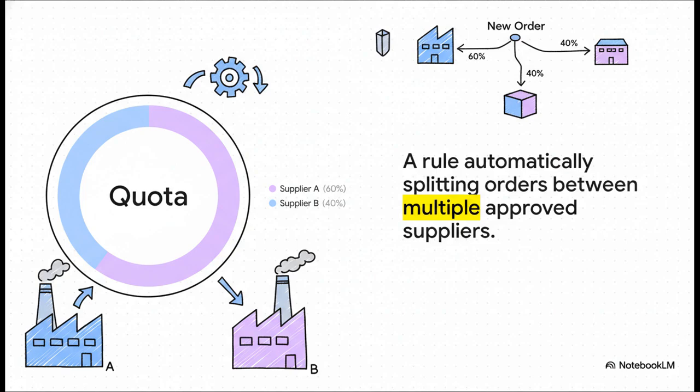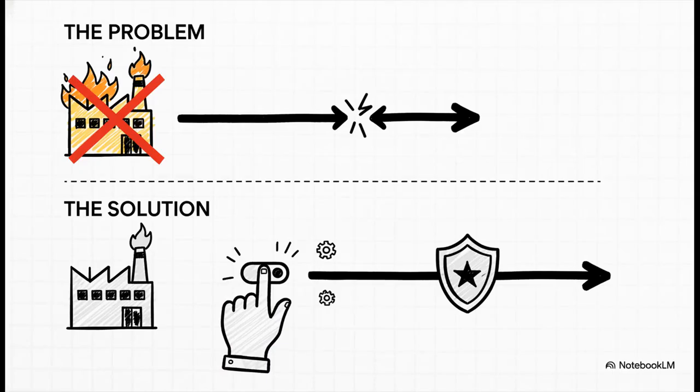No questions asked. And listen, this is so much more than just sharing the business around. By making sure your backup supplier is getting a steady stream of orders, you are actively keeping their production line warm and your relationship with them active. This is business continuity planning in action. If supplier A has a factory fire or some shipping crisis, you can immediately pivot all your volume to supplier B without missing a beat. You have literally designed away a massive supply chain risk before it even happened.